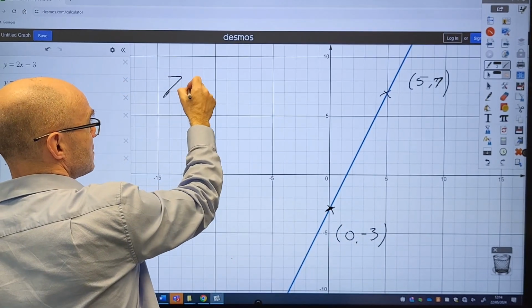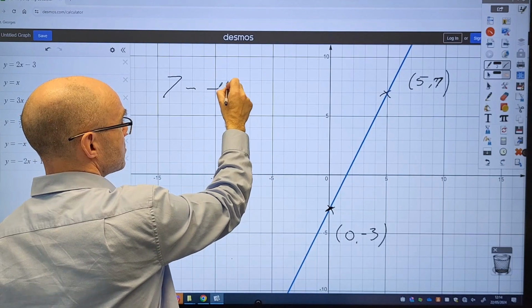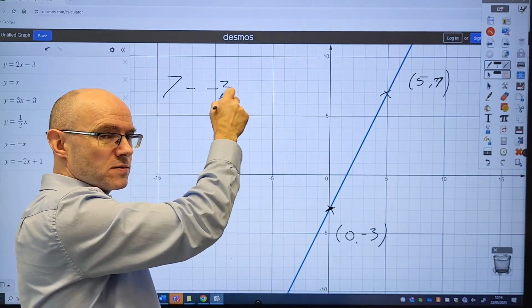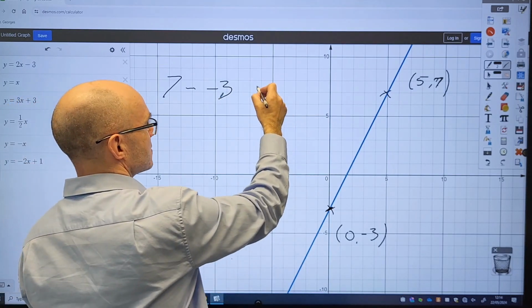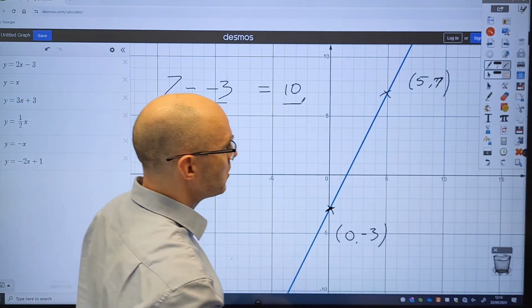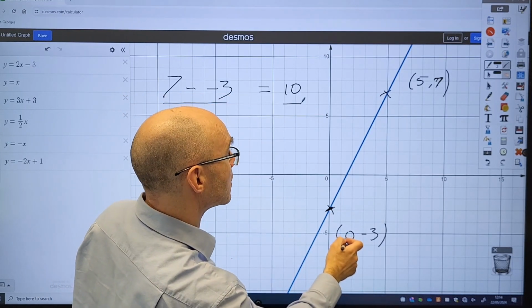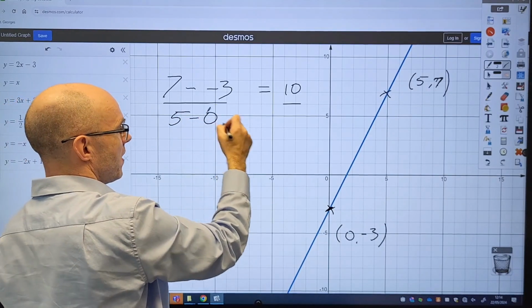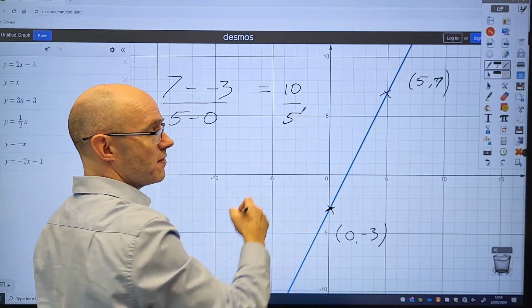So 7 subtract -3, which is of course 10. Yeah, 7 plus 3. 7 subtract -3 is 10. So it's just 10. And then the difference in the horizontal component. So I'm going to do 5 subtract 0, which of course is 5. 10 divided by 5 is 2.